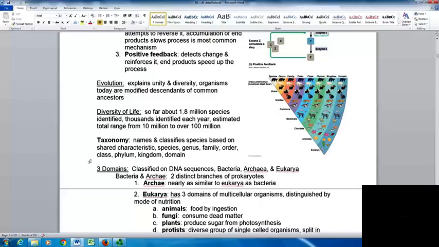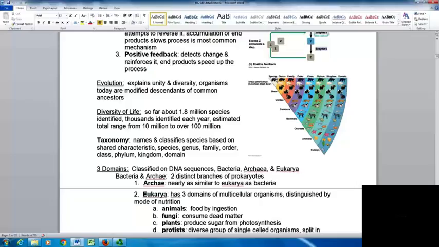Taxonomy is how we name and classify species. It's based on shared characteristics. It goes from more general to more specific. So if we start over here, we've got the domain. It will become more specific to the kingdom, phylum, class, order, family, and genus and species.